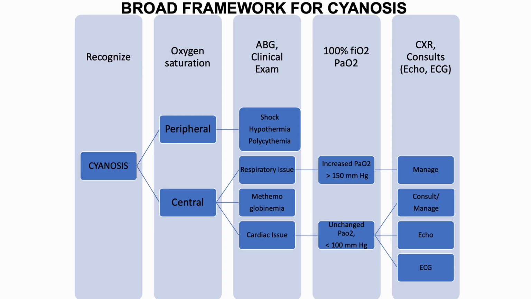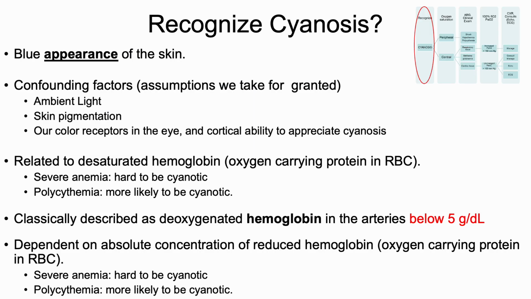So having said that, let's get started with a very broad framework for cyanosis. How are we going to recognize it? How are we going to diagnose it? How are we going to distinguish between peripheral and central cyanosis? How are we going to use our labs and clinical exam and some oxygenation testing to come up with, based on our exam, x-rays, ECGs, and eventually echo, a diagnosis for a cyanotic lesion. So, what is cyanosis?